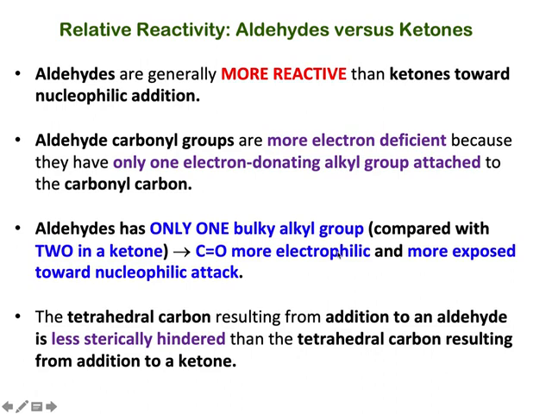Why? Because aldehyde is more electron deficient, because it has only one electron donating alkyl group attached on the carbonyl carbon. Aldehyde is R-C double bond O-H, so only one alkyl group is attached on the C, compared to the ketone. Ketone has two alkyl groups attached on the C double bond O, so it is more bulky. The surrounding of the carbonyl is bulky. So that's why ketone is less reactive compared to aldehyde, but the reaction can still occur with both starting materials, aldehyde and ketone, but aldehyde is more reactive.